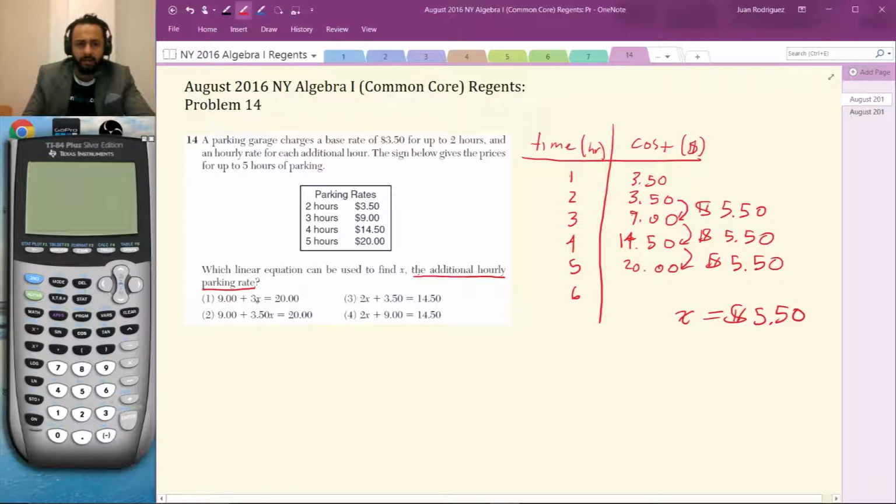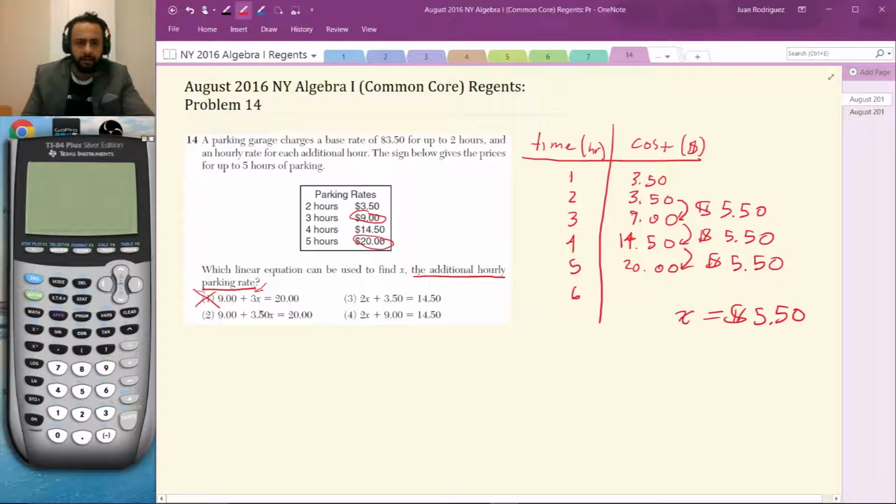This 9 plus 3x equals 20. This is what this is saying. 9 is the cost after 3 hours. 20 is the cost of 5 hours. So here, 3 would then be the number of additional hours from 3 hours to 5 hours. After all, 3 times the amount of extra money is a monetary quantity. But there's not 3 hours between 3 hours and 5 hours. There's 2. So this is not the right answer.